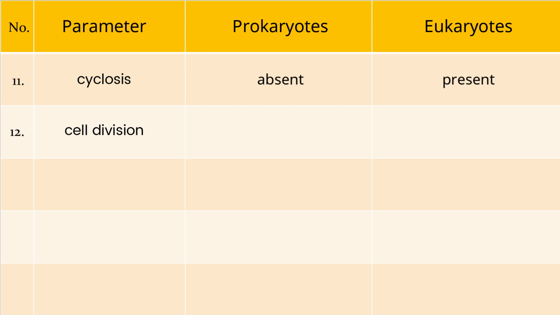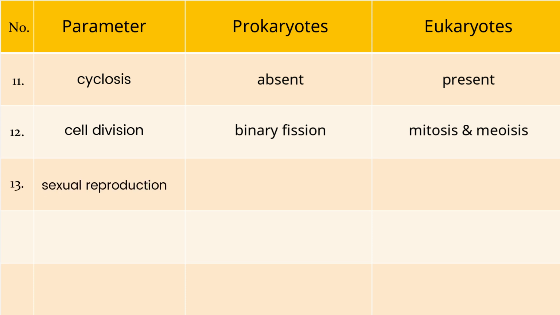Cell division occurs through binary fission in prokaryotes, while in eukaryotes mitosis and meiosis characterize the cell division. Sexual reproduction is not directly observed in prokaryotes as there is no gamete formation. However, it occurs through transduction, transformation, and conjugation. Eukaryotes involve sexual reproduction, where gamete formation occurs clearly in the meiosis process. Plasmid is an extrachromosomal circular DNA, which is only present in prokaryotes.